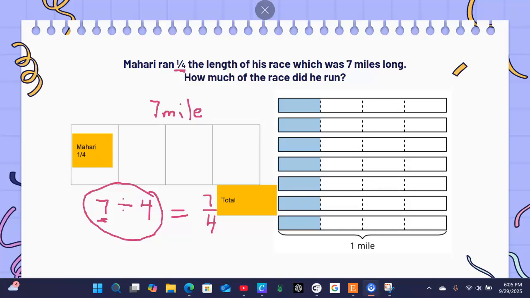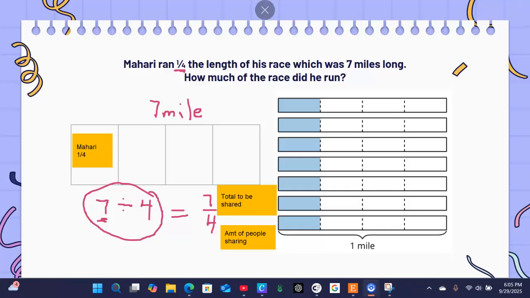Okay, so total to be shared. That's the top number. And then our bottom is going to be amount of people sharing. And again, we are taking the 4 from knowing that Mahari has to run 1/4. That 4 as a denominator tells us what we're splitting this into, 1/4. All right. So this is the second way that we want you to be able to identify this.